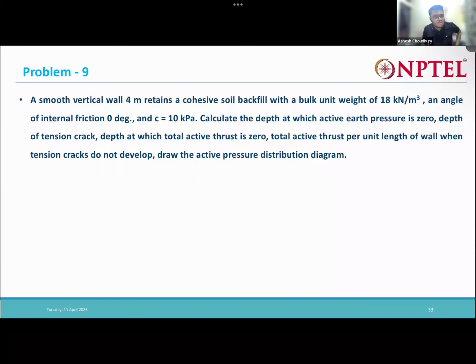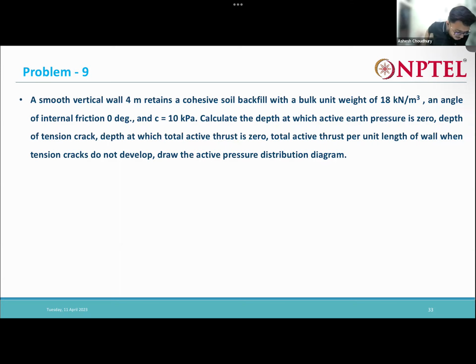Next problem. A smooth vertical wall 4 meter retains a cohesive soil backfill with a bulk unit weight of 18 and an angle of internal friction 0. So phi is 0, C is there. Calculate the depth at which earth pressure is 0, means Z naught. Again, that Z naught we have to find out. Depth of tension crack, or depth at which total active thrust is 0. Okay, means twice depth. Total active thrust per unit length of the wall when tension cracks do not develop. Okay, and draw the active pressure distribution diagram.